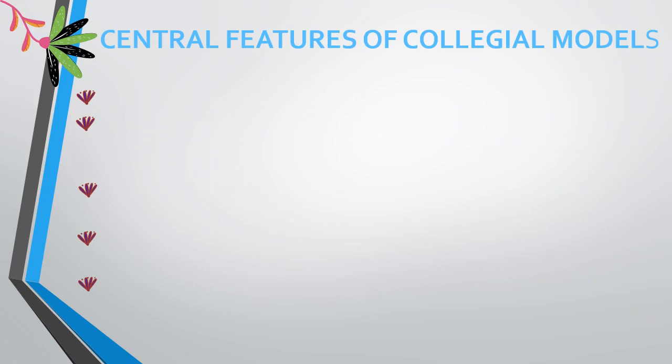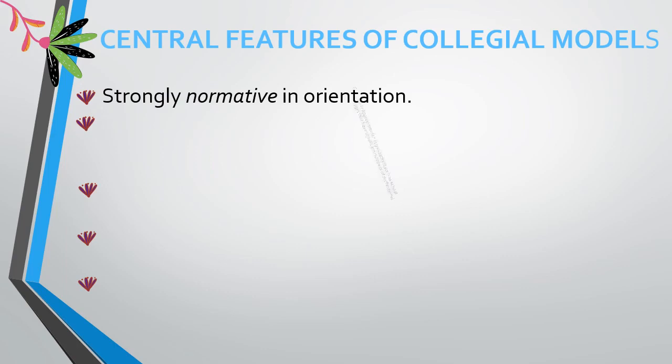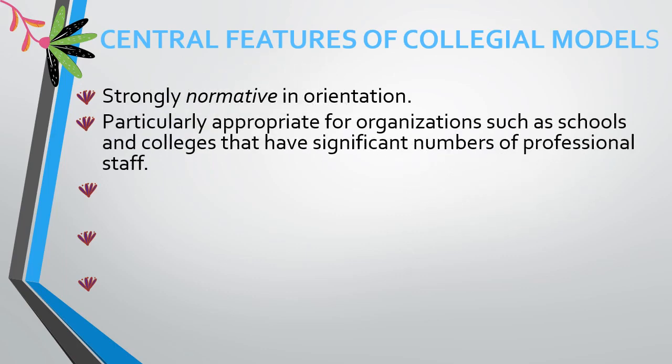Collegial models have the following central features. Number one, they are strongly normative in orientation. All theories tend to be normative, but collegial approaches in particular reflect the prescriptive view that management ought to be based on agreement. Number two, collegial models seem to be particularly appropriate for organizations such as schools and colleges that have significant numbers of professional staff.